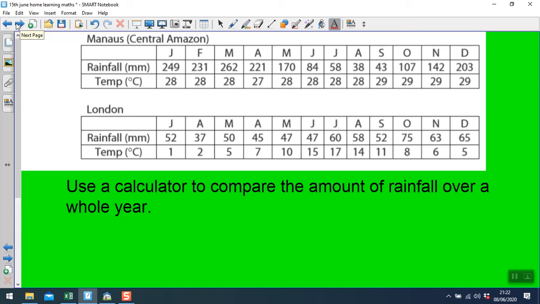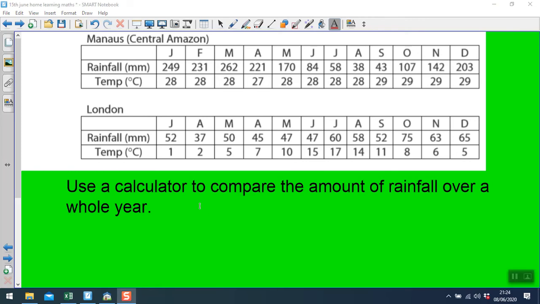Now you've got to use a calculator to compare the amount of rainfall over a whole year. So think about how you can do this. Looking at the whole year, you've got to add up the total number of millimetres of rainfall in Manaus, and also in a different calculation, calculate the number of millimetres of rainfall in London. Then you've got to do a takeaway to find the difference. Pause the video while you do this.